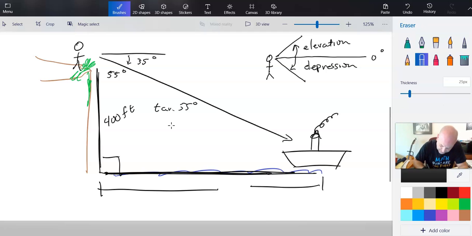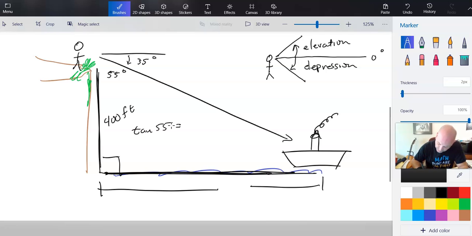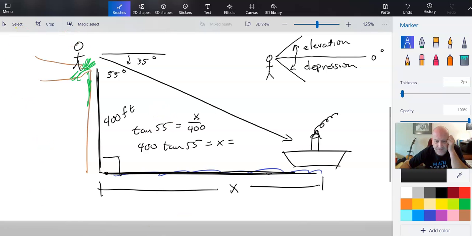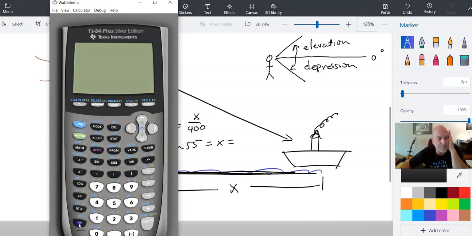Let's scoot that down a little bit because that side is going to get in the way. Tangent 55 is going to be equal, we'll call this x, x over 400, right? So that means 400 tangent 55 is equal to x, and let's see what that comes out to. So we need 400 times tangent 55 degrees. Boom.